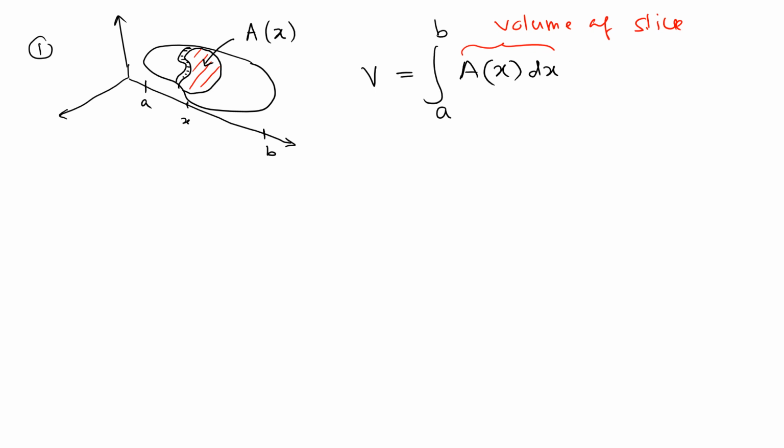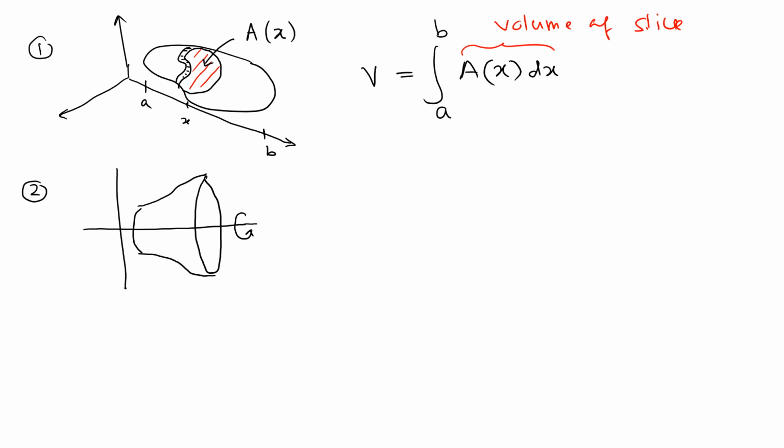The next one is the disk method. Let's say you have a curve like that, and you rotate it about the x-axis. You can rotate about any axis, but just for simplicity we use the x-axis. When you do that, it's going to jump to the other side because of the rotation. So your solid looks like this.